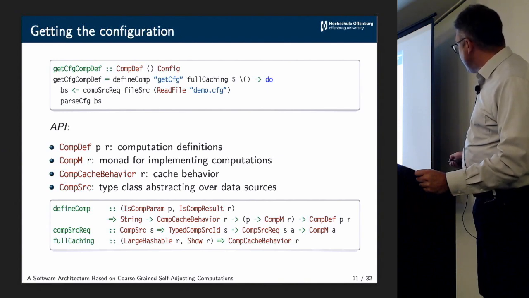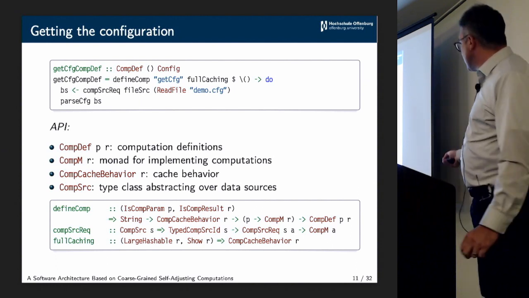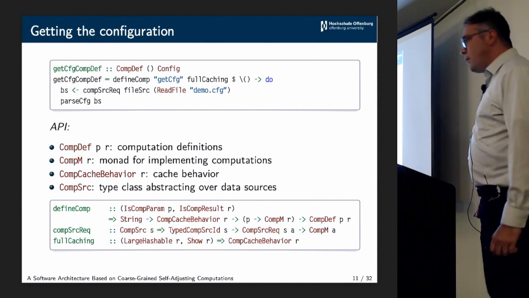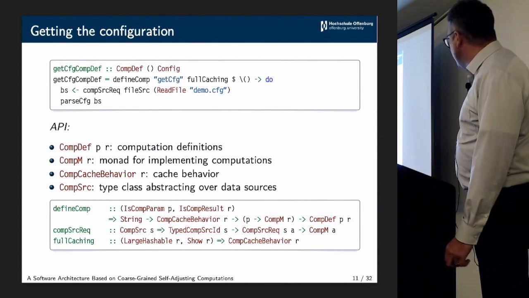And from the type of define comp, you see here, that's the type of the body. P is the parameter of the computation. R is the result, and everything is running in this comp M monad. And you get back a compdef value from define comp.